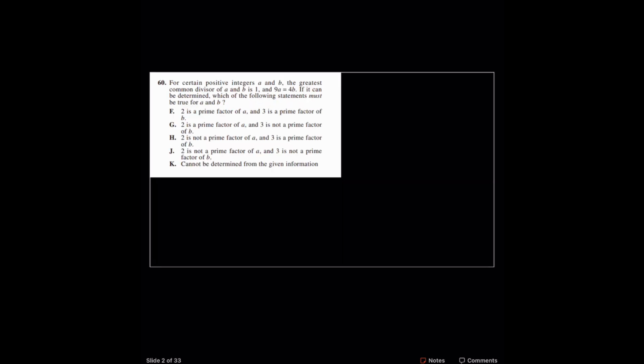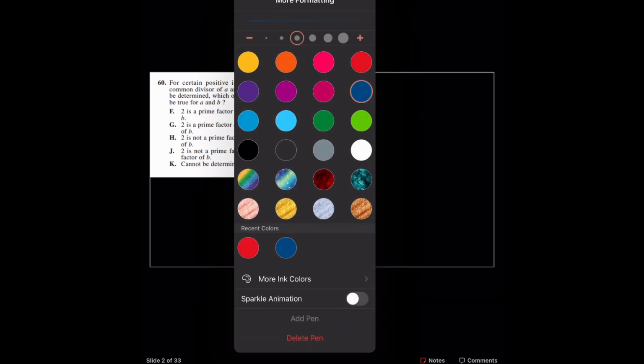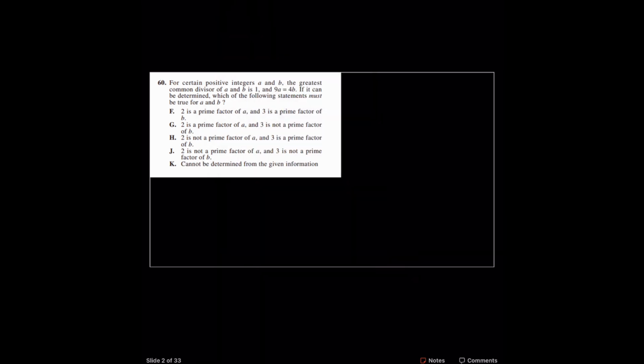For certain positive integers A and B, the greatest common divisor of A and B is 1. So the GCD. I'll get into what the GCD is in a minute. So the GCD is equal to 1. And then 9A is equal to 4B. If it can be determined, which of the following statements must be true?